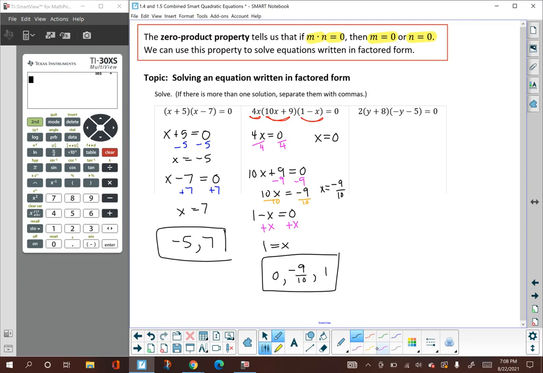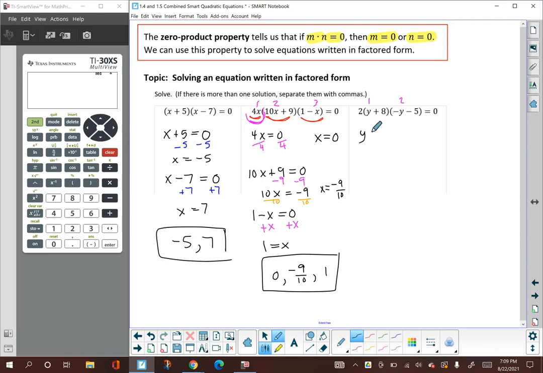All right, so the last one right here, 2 times y plus 8 times negative y minus 5 equals 0. I wanted to point out that the reason that this 4x contributed an answer is because of that variable x. We had x showing up 1, 2, 3 times in that equation. But in this equation, y only shows up twice, one in the y plus 8 and one in the negative y minus 5. So we do just have 2 solutions. There is no solution associated with this 2 at the front.